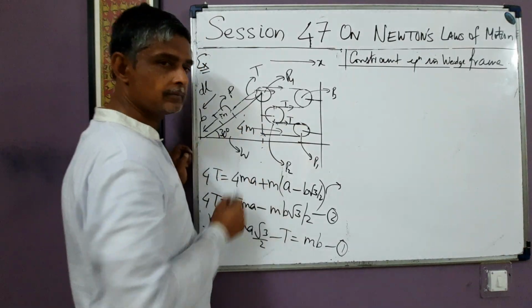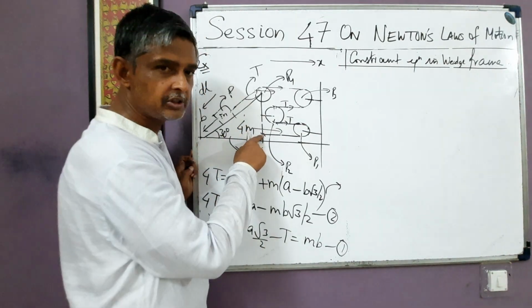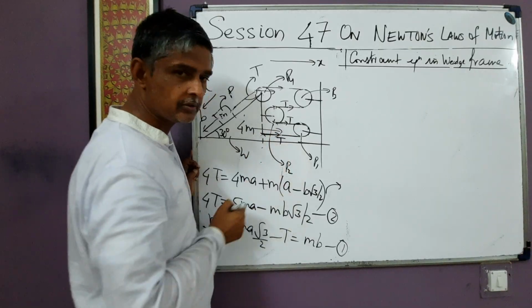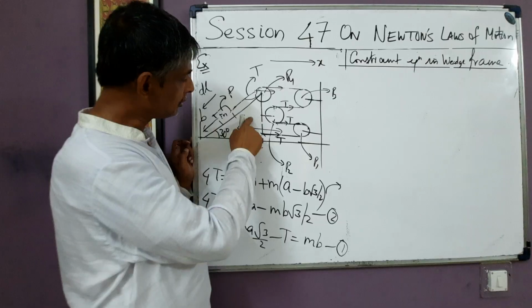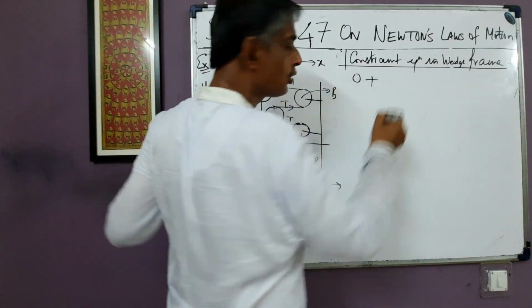So I start from here. At this point, this is the material point of the wedge. T is acting in rightward direction. String exerts a force T. And with respect to wedge, this is at rest. So this string does 0 work on the wedge at this point. So T into 0 becomes 0.